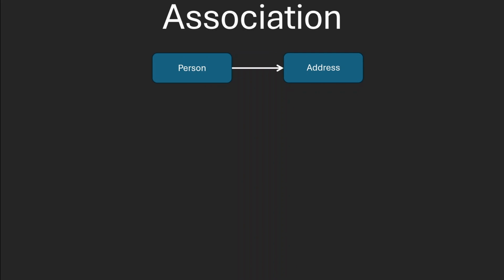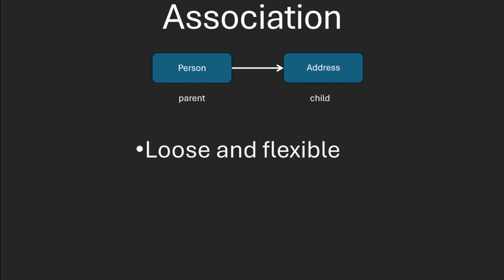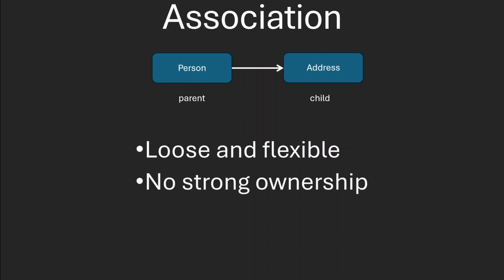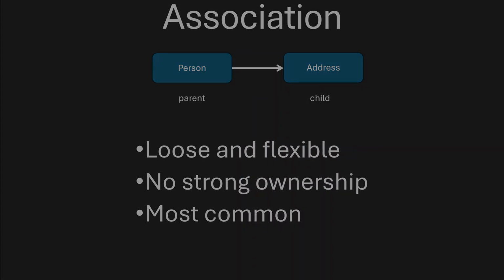In general software terms, we call the object that owns the reference the parent, and the object that is being referenced, we call that the child. This is common terminology. An association is loose and flexible, generally meaning that it can be updated. There is no strong ownership, so multiple instances can reference the same instance. And this is probably the most common explicit relationship you will encounter in software development.